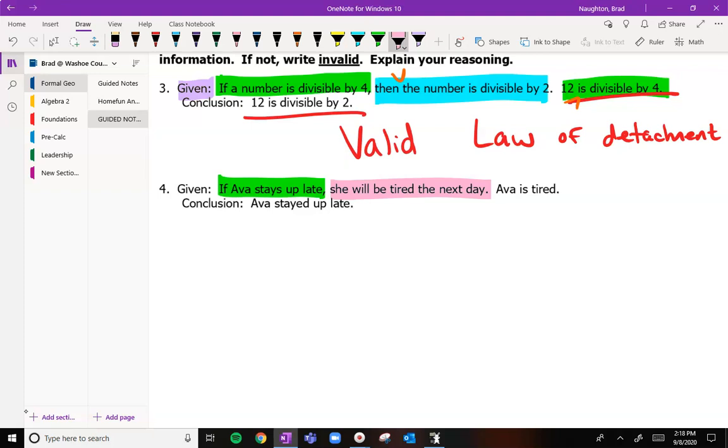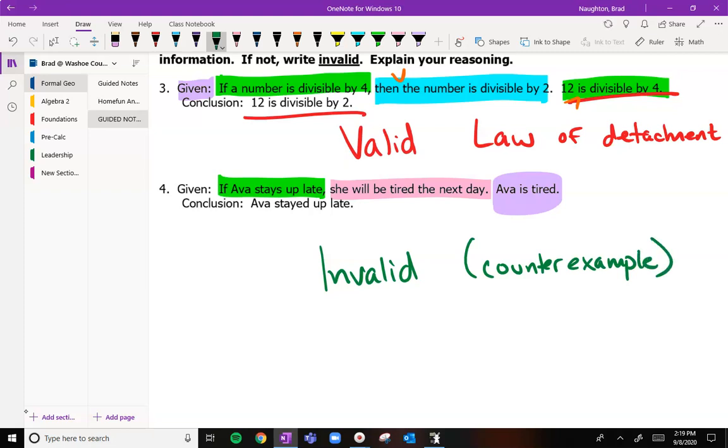Let's pause. Let's go back to this claim right here. Is there another reason why Ava could be tired? Sure. She got a random marathon. That'd be a really good reason that she's tired. Okay? It's not that she always stayed up late. Okay? So this one is invalid. It's invalid because we can find a counterexample. So that's why we're going to say that this is not a true statement.